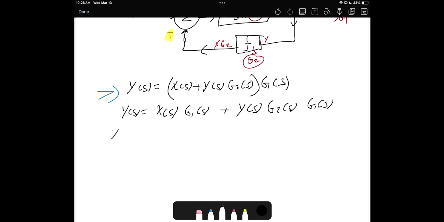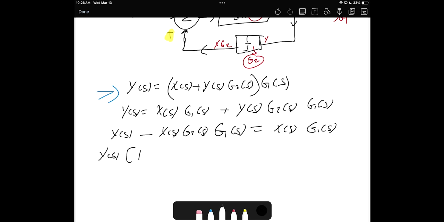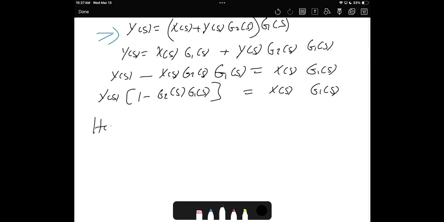Then let's put y to the other side: y of s minus y of s g2 of s g1 of s equals x of s g1 of s. Then take y as a factor: 1 minus g2 of s g1 of s equals x of s g1 of s. Then the transfer function h of s equals y of s over x of s, which is going to be g1 of s over 1 minus g2 g1.